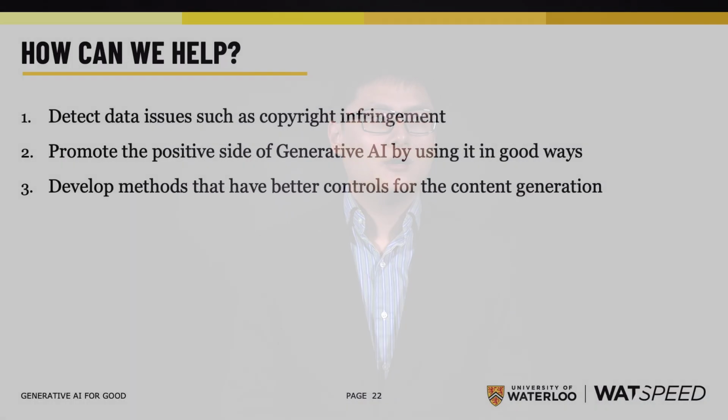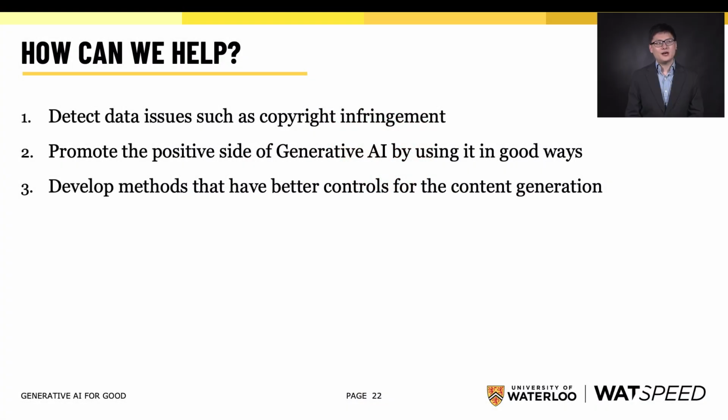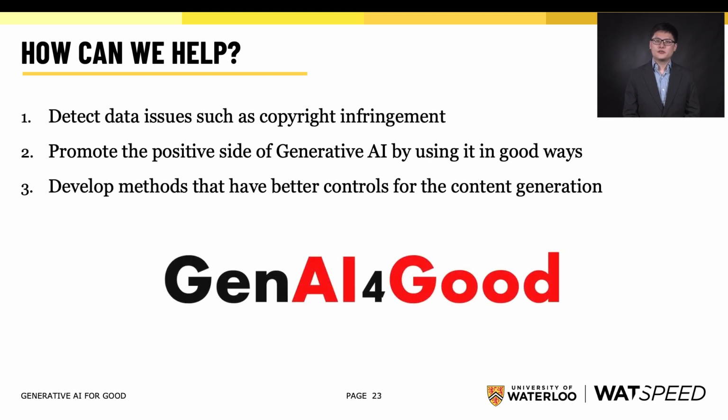So how can we help? We identified the following 3 ways. First, we can use AI to detect data issues such as copyright infringement. Second, we can promote the positive side of generative AI by using it in good ways. Third, we can develop methods that have better controls for the content generation to ensure the generated data is not biased. With all of those in mind, we introduce our Generative AI for Good initiative.